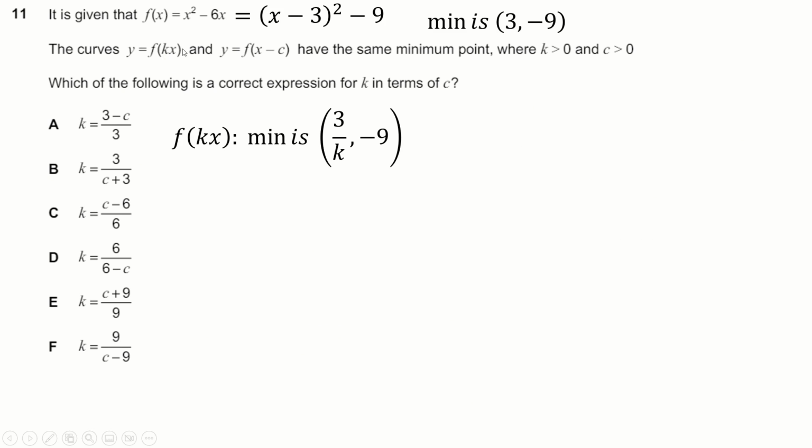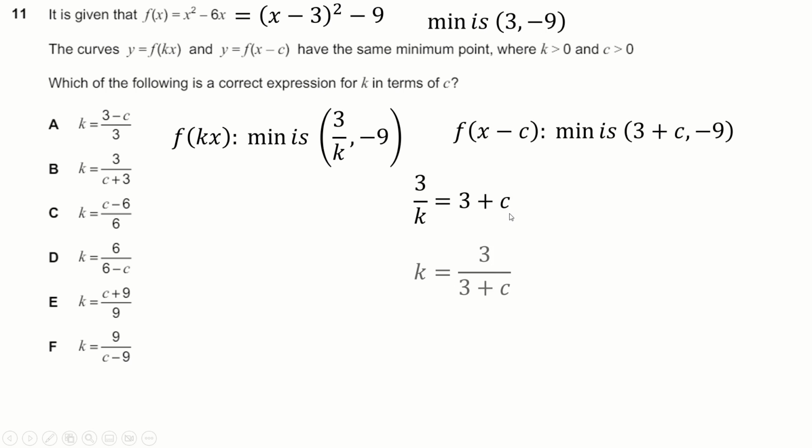For example, if you put a 2 here, this squashes in factor 2 and this becomes 3 over 2. So that's where I get that from. And this moves the graph to the right by c, so it becomes 3 plus c minus 9. And apparently for these to have the same minimum point, we just, of course, need 3 over k to equal 3 plus c. Just bounce the 3 up to the top of the other side, and you get this, which will be our answer of B.